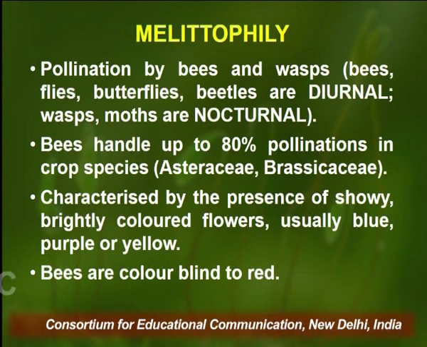Now, there can be bees, flies, butterflies and beetles which pollinate during the day and they are diurnal in nature, whereas wasps and moths pollinate at night and hence they are nocturnal. 80% of the pollinations in crop species are handled by the bees, and such plants are characterized by the presence of showy brightly colored flowers, usually blue, purple or yellow, because bees are color blind to red.